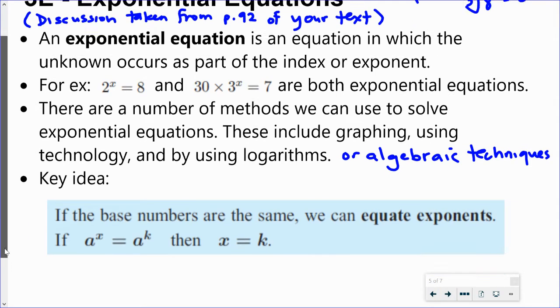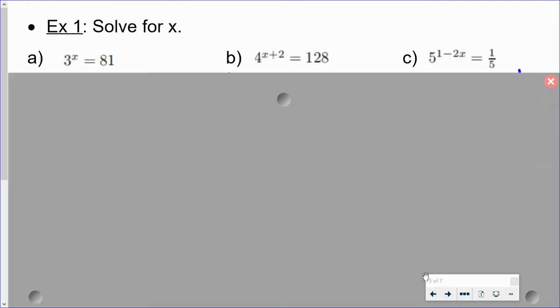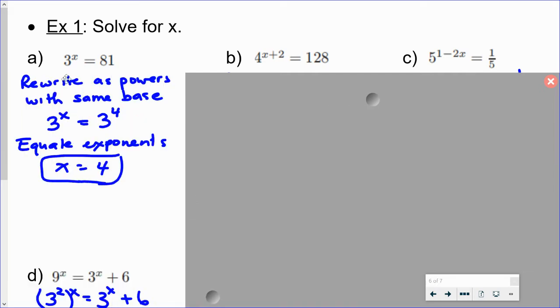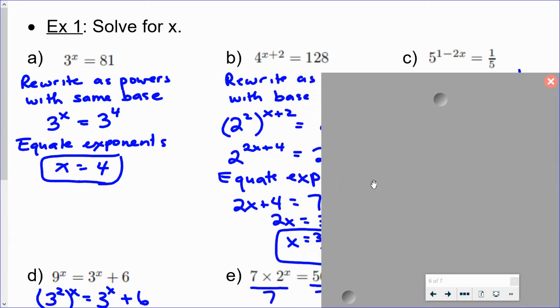So let's take a look at an example. If we have 3 to the x equals 81, our goal is to rewrite both of those with the same base so that we can equate the exponents. In this case, we're going to rewrite as powers with the same base, where 81 could be written as 3 to the exponent 4. And since 3 to the x is equal to 3 to the 4, their bases are the same, so the exponents must also be the same. That's our simplest case.